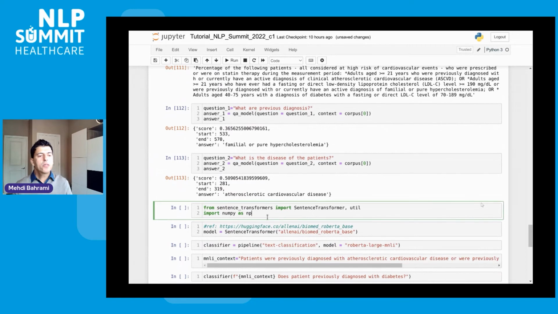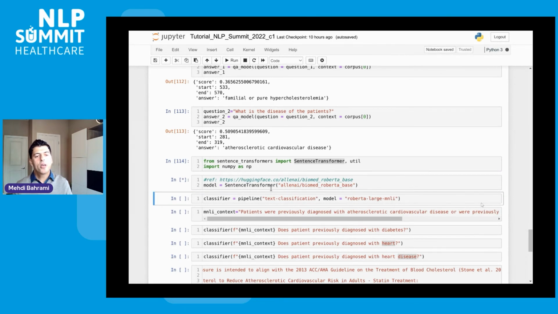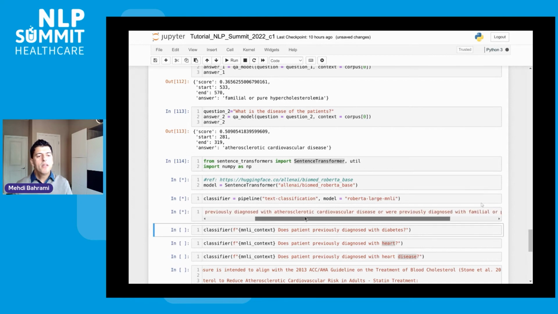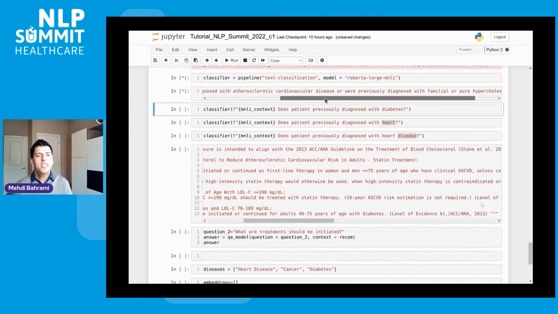Again, we're now going to use the sentence transformer. The sentence transformer is using a pre-trained language model. We're going to load the AllenAI BioMed RoBERTa base model that's publicly available. Now we're going to use the context, and once we use the context, we're going to generate a text classification. It's already pre-trained. So for this task, I'm going to have some context that shows the sentence that I have, and I'm going to ask the question from this sentence.